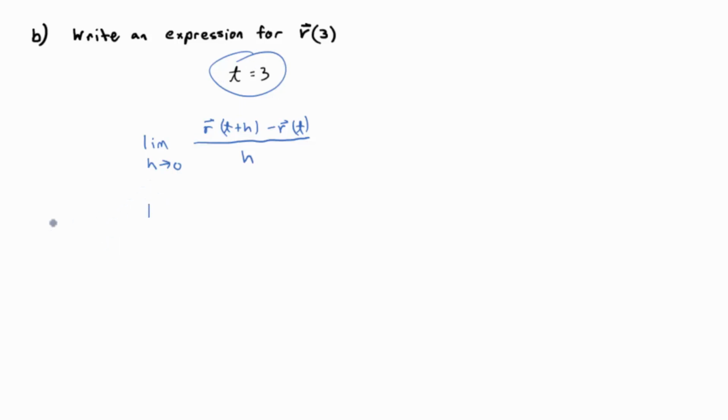So v of 3, so this is v of t, symbolically, the definition. And so v of 3 would look just like that, except we'd plug in a 3 where the t is. So limit as h goes to 0 of r of 3 plus h minus r of 3 all over h. So that problem's just to get you used to the symbolism.